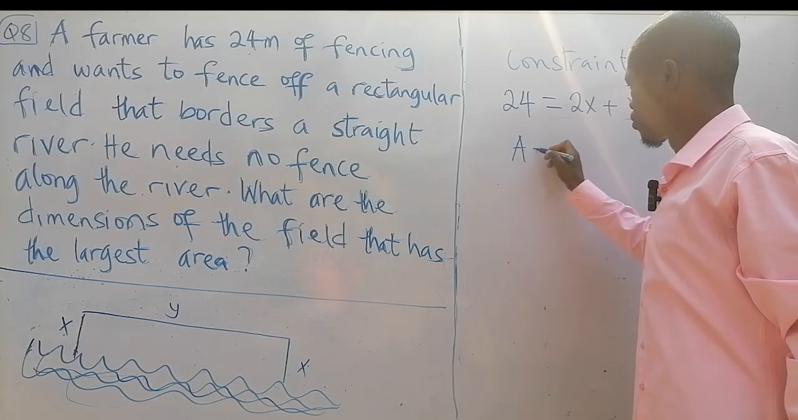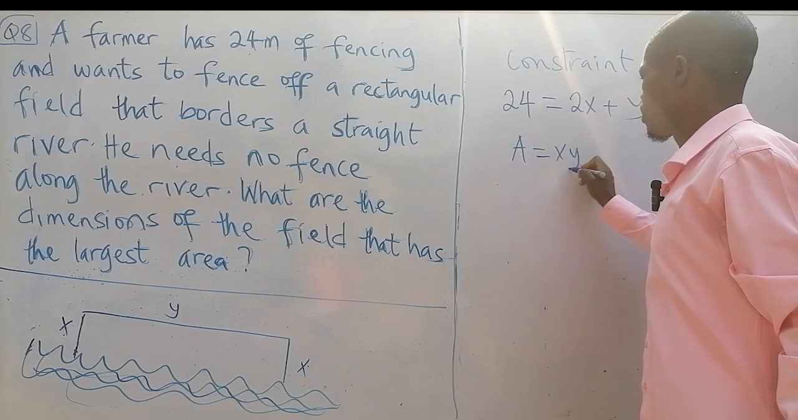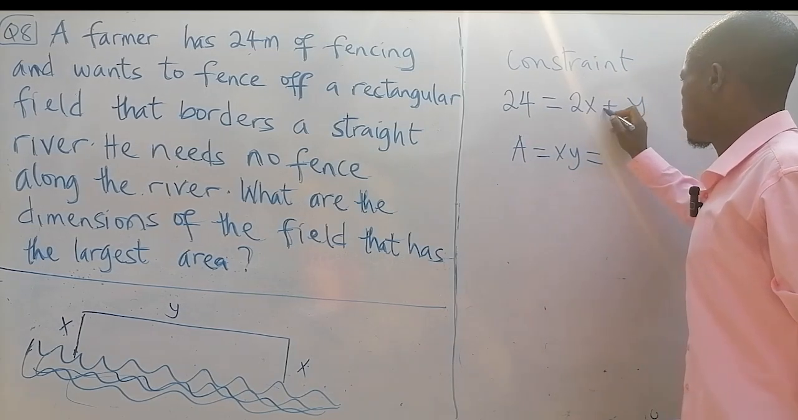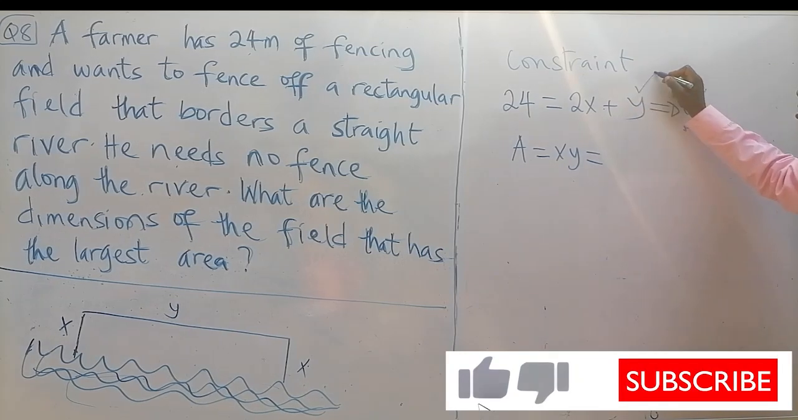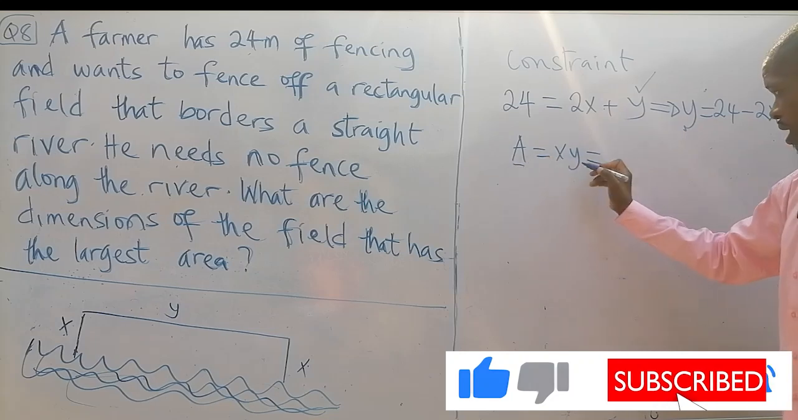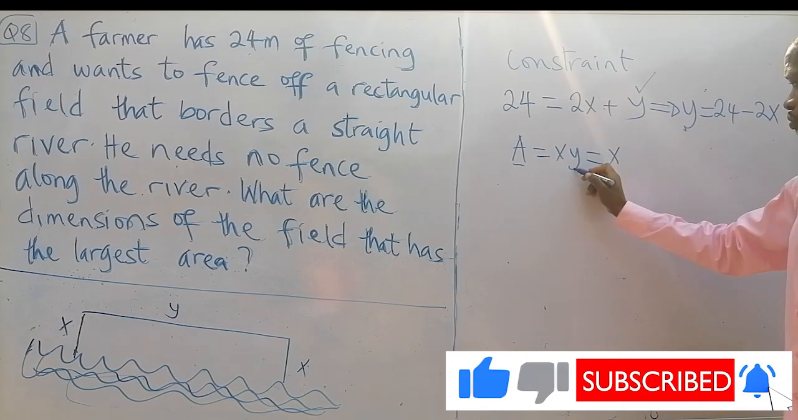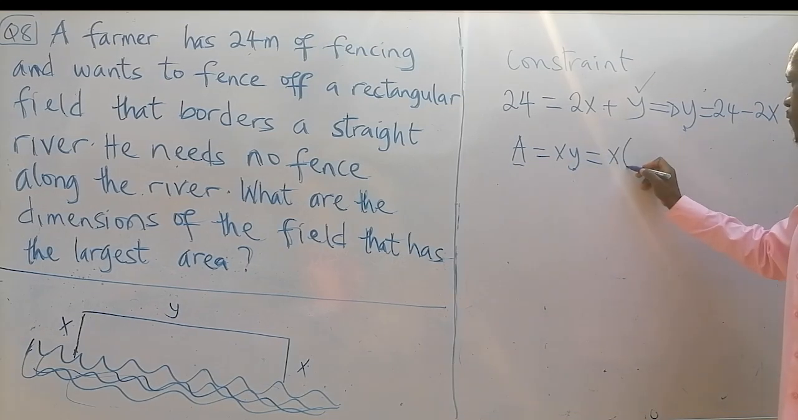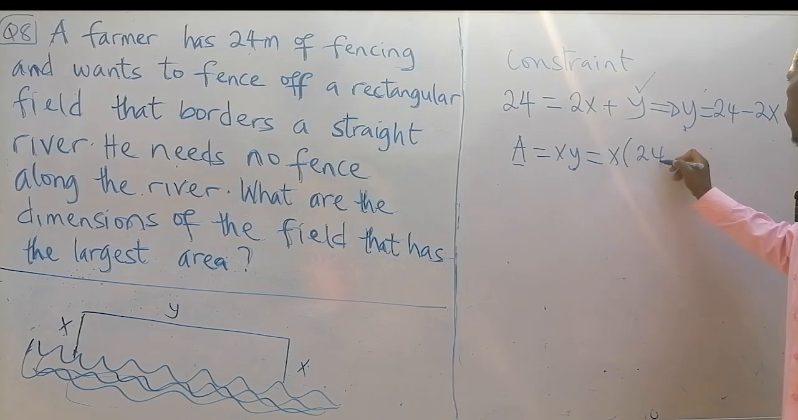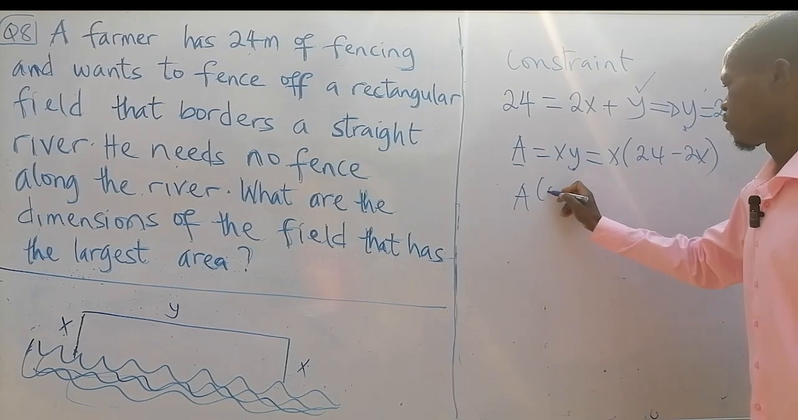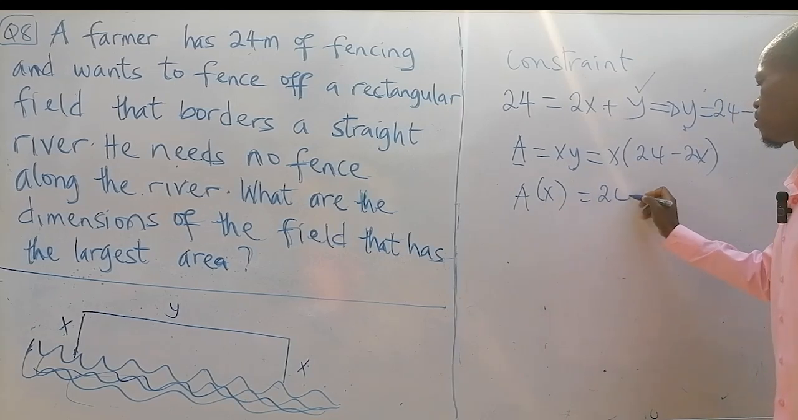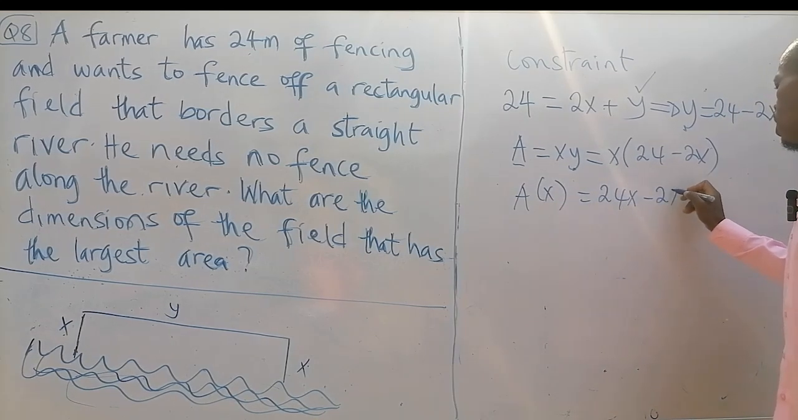The area of the rectangle is xy. From here, we can make y the subject. That's 24 minus 2x. So area will now become, substitute your y here, x times 24 minus 2x. So the area as a function of x is 24x minus 2x squared.